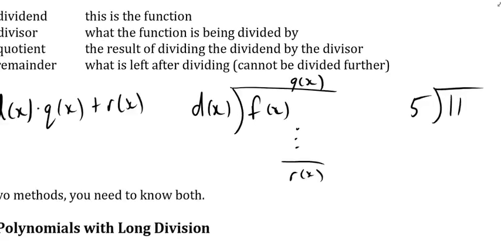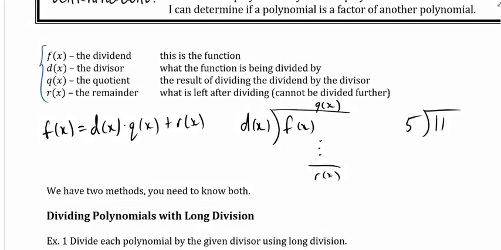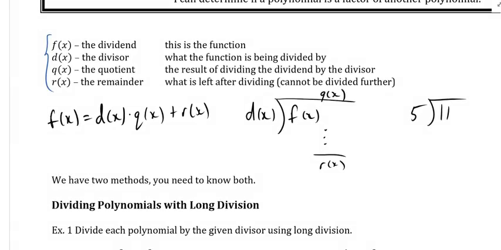Okay, so 11 is the dividend. It's the thing you're dividing into. 5 is the divisor. You're dividing 5 into 11. Okay, what's your result going to be? How many full times does 5 go into 11? Twice. And then dot, dot, dot.